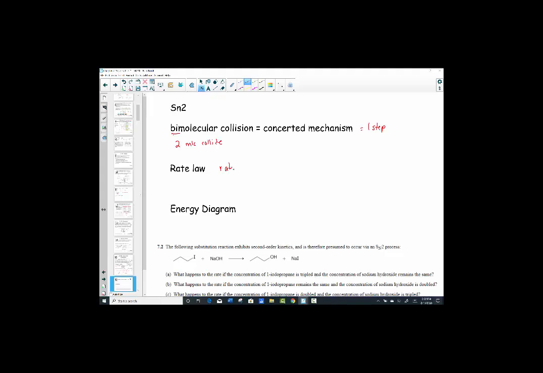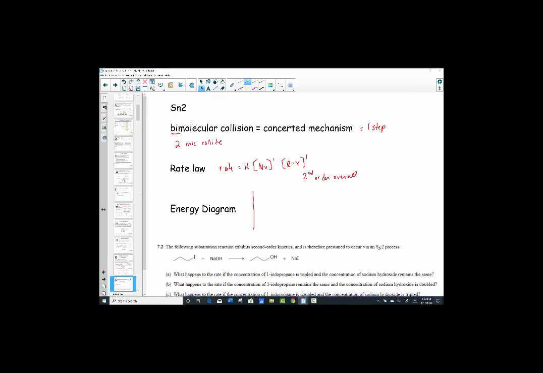Rate is equal to K times the concentration of the nucleophile to the first order times the concentration of the alkyl halide. I'll just call that our substrate. Or we can even put RX, so we can remember what the substrate actually is. The alkyl halide is our substrate, and that's first order. And so you would call that second order overall.